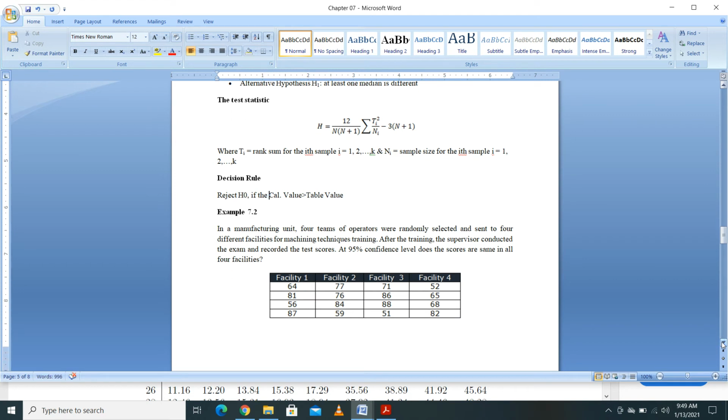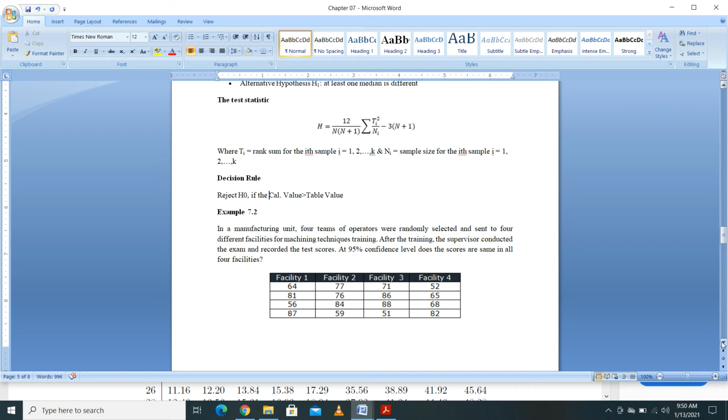It says in a manufacturing unit, 4 teams of operators were randomly selected and sent to 4 different facilities for machine techniques training. After the training, the supervisor conducted the exam and recorded the test scores. At 95% confidence level, test whether the scores are the same in all 4 facilities. So they have chosen some of the employees, 4 teams, and they have given different training programs. So we need to check whether there is any difference between these training programs or not.